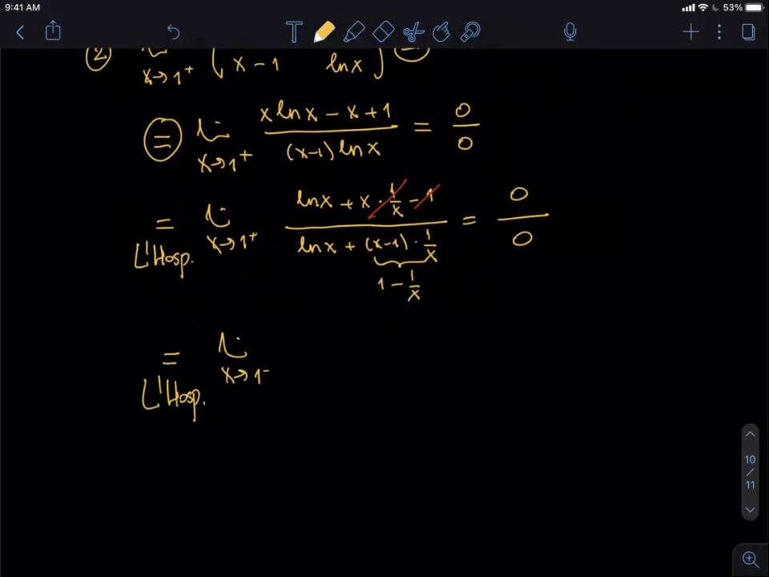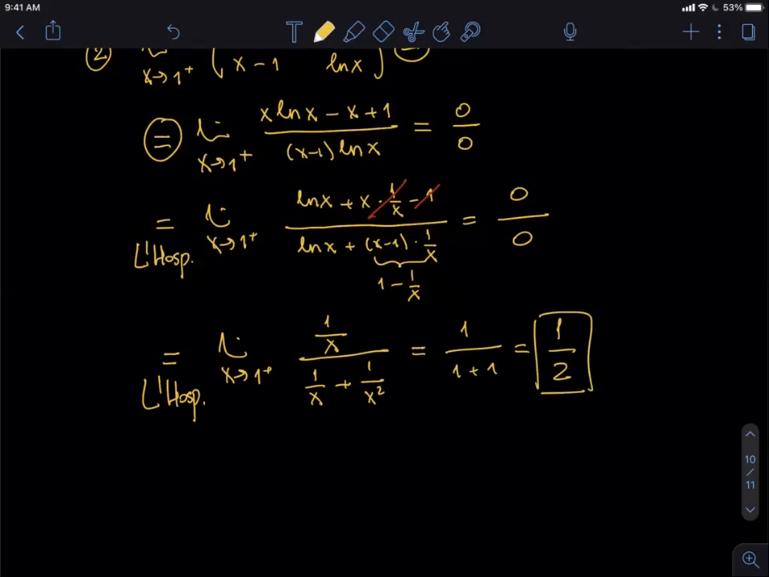Limit as x tends to 1 from the right, and then I have 1 over x divided by 1 over x, then the plus 1, nothing, and negative 1 over x, the derivative is plus 1 over x squared. Well, you can just go ahead and compute it. I was going to simplify, but there is no need because the numerator is 1 and the denominator is 1 plus 1. So the value of the limit is 1/2.